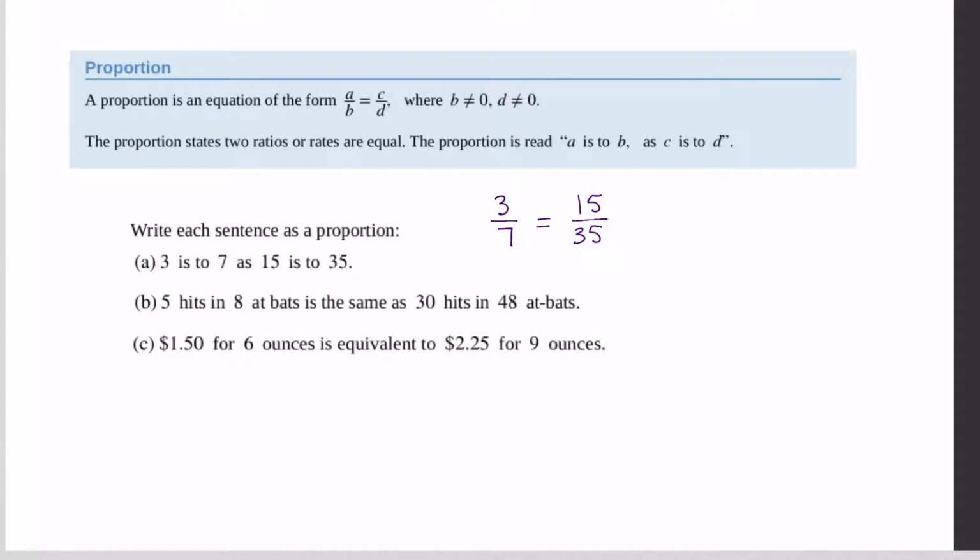They are proportions. So in part B, it says 5 hits in 8 at-bats is the same as 30 hits in 48 at-bats. This is a baseball reference for you non-sports people. So this says 5 is to 8 as 30 is to 48. That's how you write that as a proportion. So we're going to look at the last one. $1.50 for 6 ounces is equivalent to $2.25 for 9 ounces.